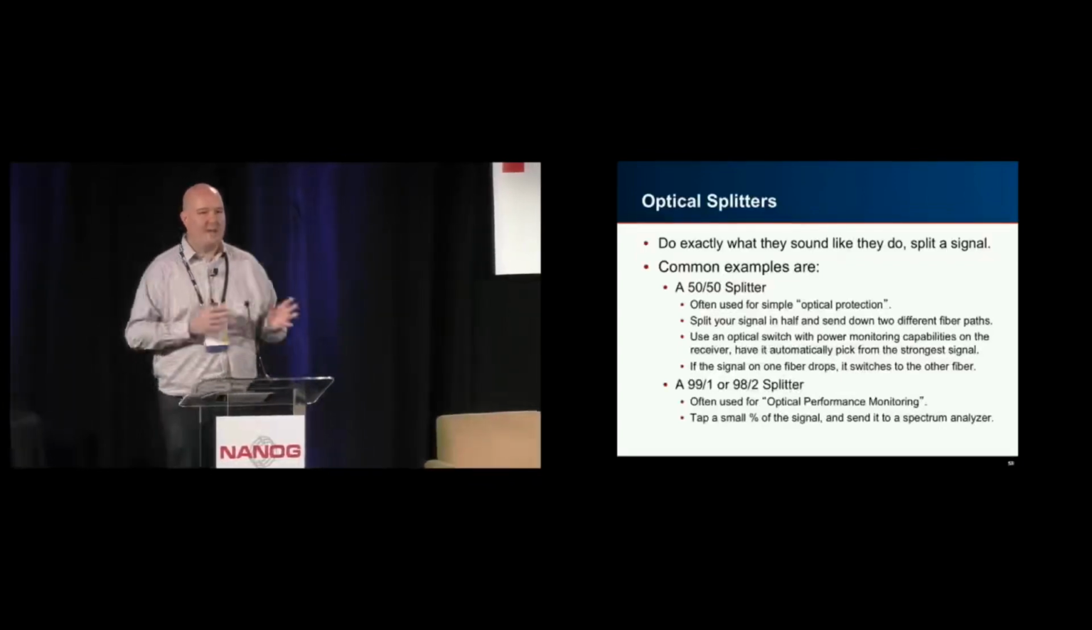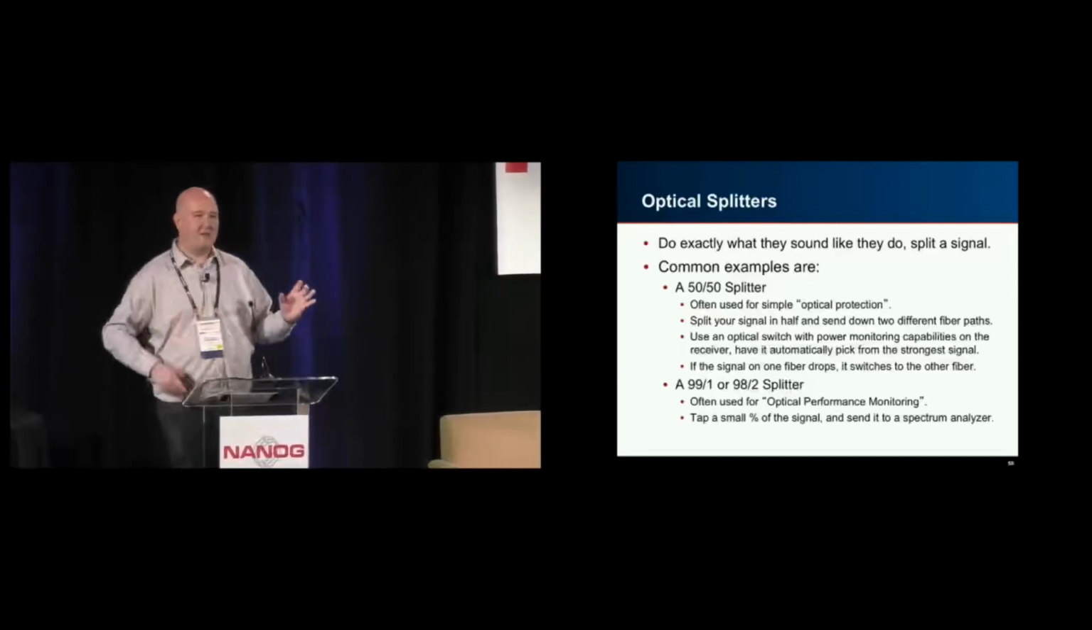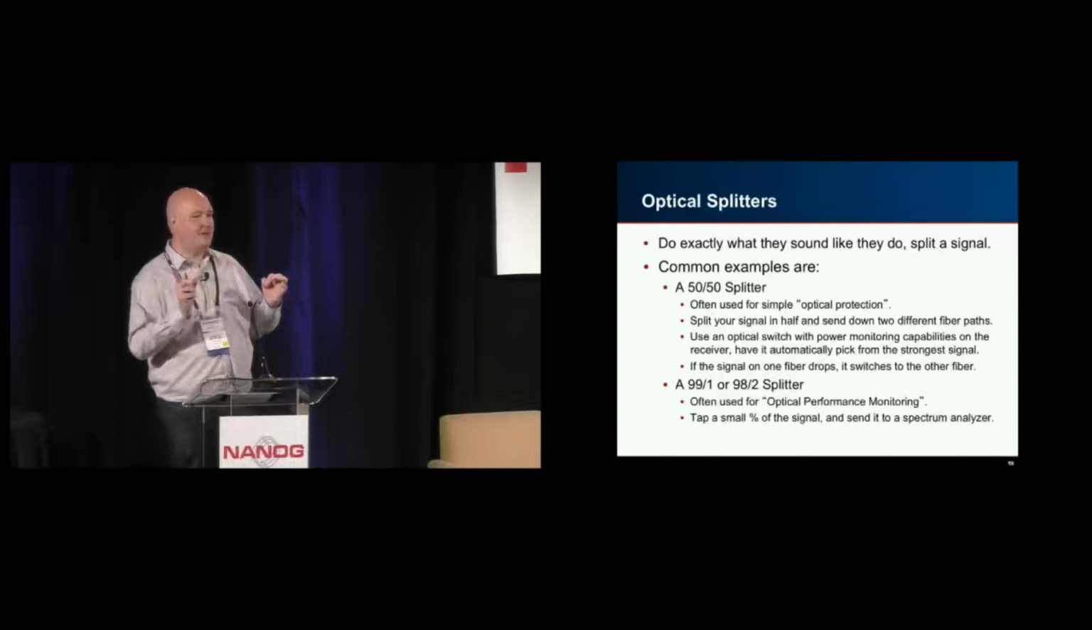So it might be using side A because that's your short path, that's where your strongest signal is. And now let's say you go out and get a fiber cut and that line goes down. Within milliseconds, it can detect the loss of power and it can switch to using the other strand.